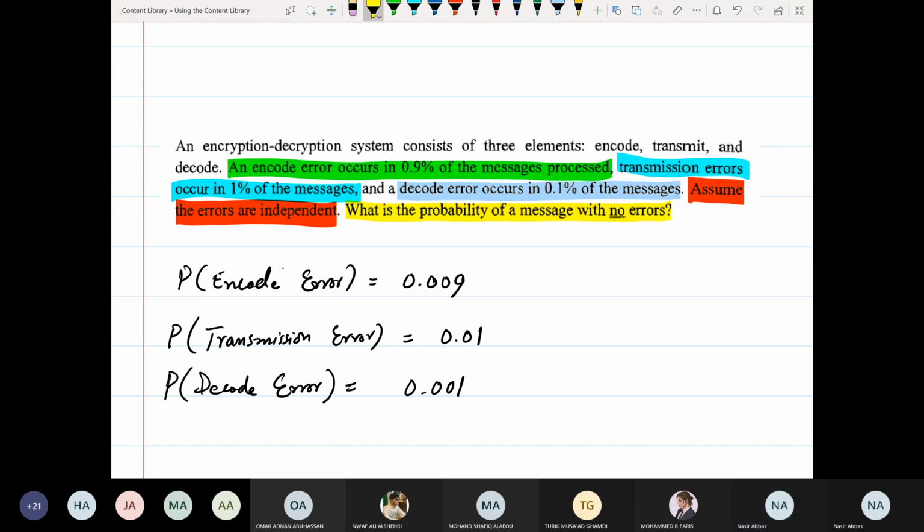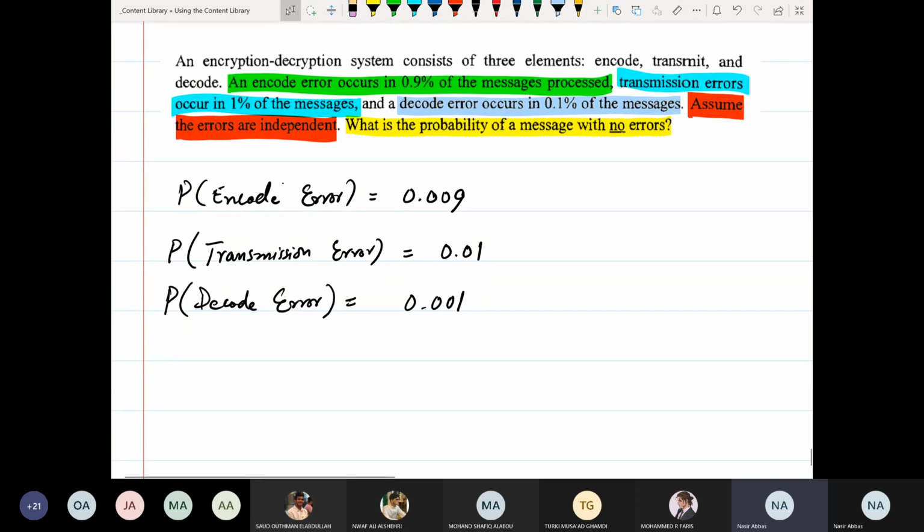Saud. I would guess 1 minus P of encode error union transmission error union decode error. Okay, that's a rough guess. Let me write it in terms of events. That would be probability of a message with no error. That's required. That's the first thing you need to recognize, what is required.